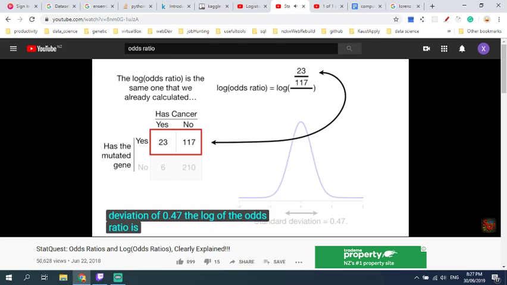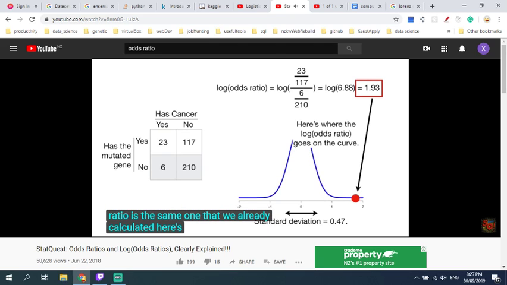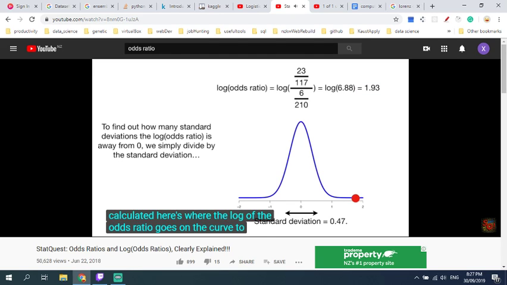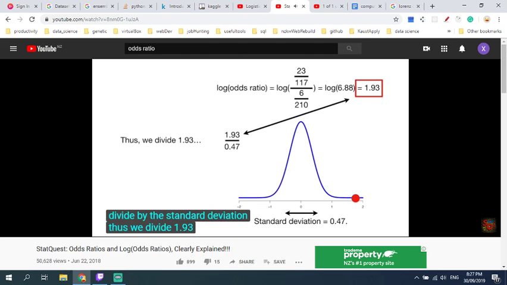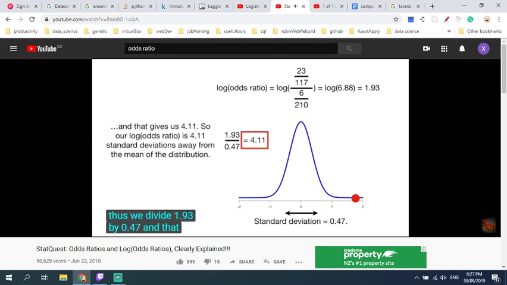The log of the odds ratio is the same one that we already calculated. Here's where the log of the odds ratio goes on the curve. To find out how many standard deviations the log of the odds ratio is away from 0, we simply divide by the standard deviation. Thus, we divide 1.93 by 0.47. And that gives us 4.11. So our log of the odds ratio is 4.11 standard deviations away from the mean of the distribution.